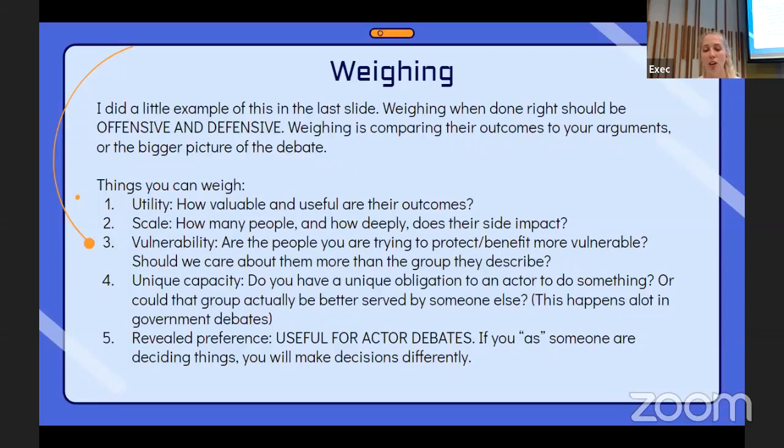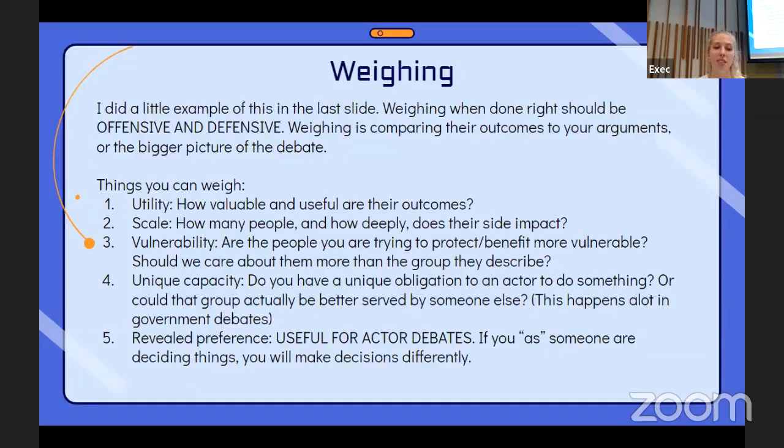Another form of rebuttal that you can do is called weighing. I did a little bit of an example of this when I was linking mitigation into the context of a debate, but weighing, when done right, should be offensive and defensive. So it should be a form of tearing down the opposition's argument, but in the context of your own argument, so it stays relevant to the rest of the debate. So weighing is comparing their outcomes to your arguments or the bigger picture of the debate.